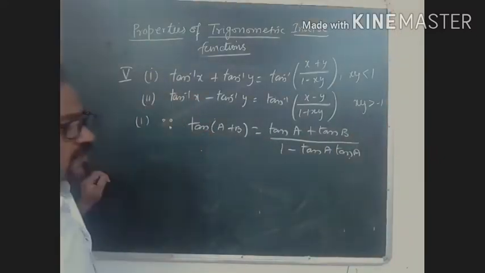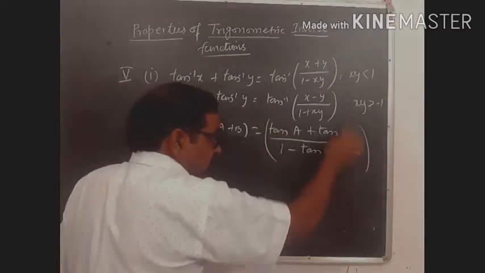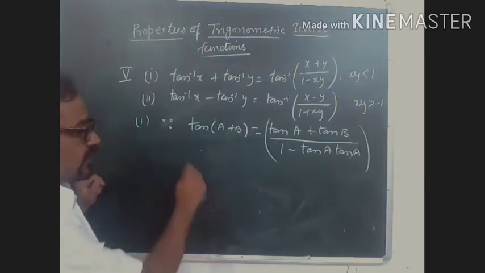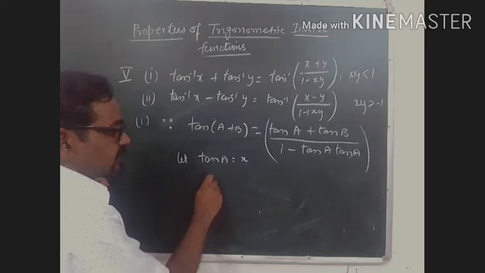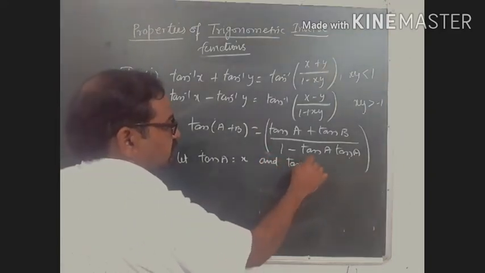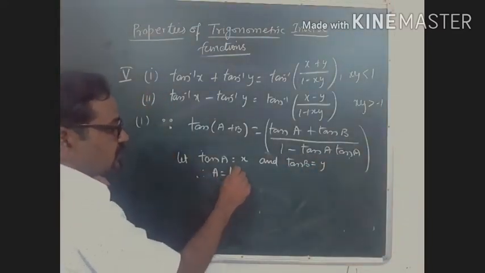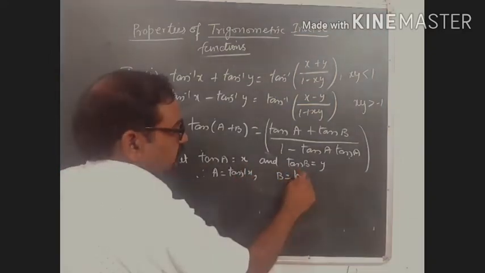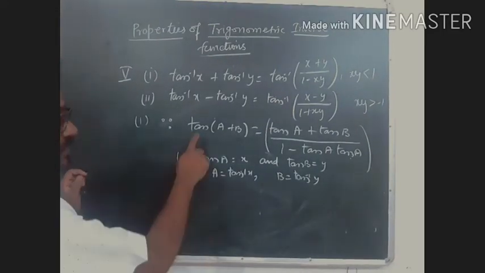tan(a + b) = (tan a + tan b) / (1 − tan a tan b). Since tan a + tan b gives the x + y upon 1 − xy format, let tan a = x and tan b = y. Tan a = x means a = tan inverse x, and tan b = y means b = tan inverse y. So put these values in this identity, tan(a + b).